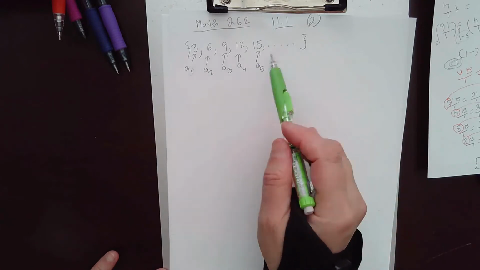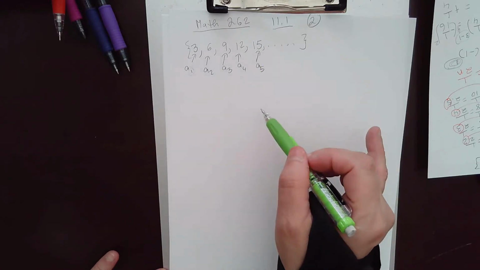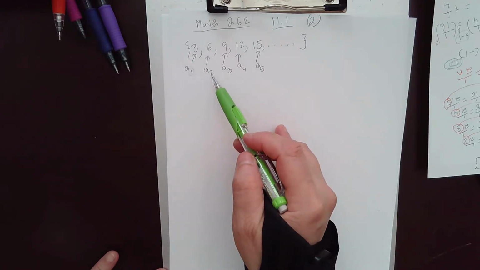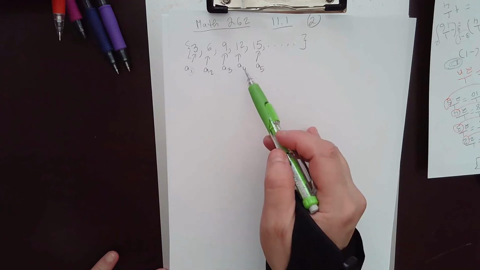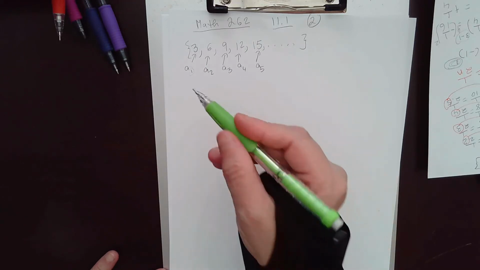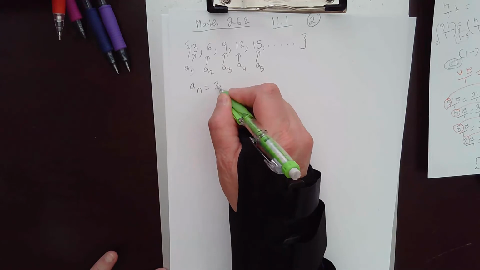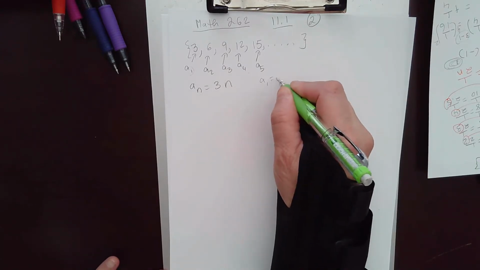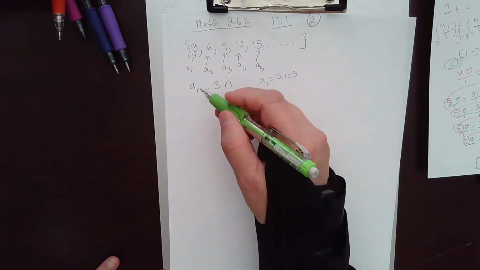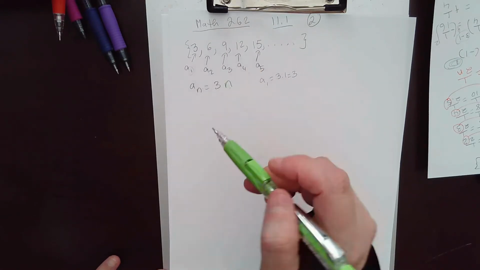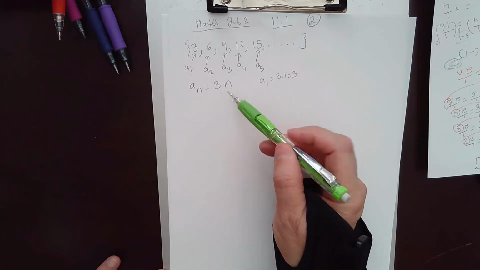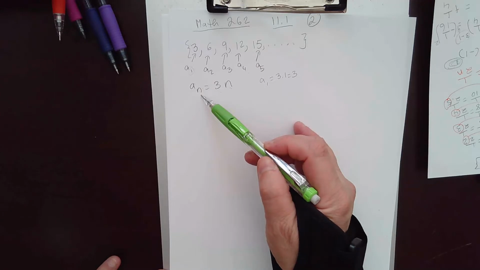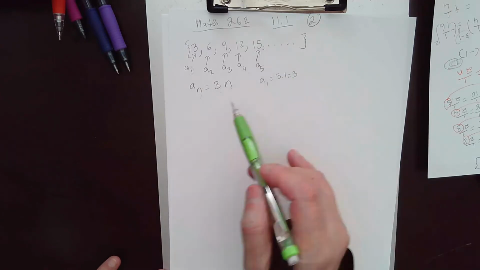The common factor is 3 in everything here. So this is 3 times 1, 3 times 2, 3 times 3, 3 times 4, 3 times 5. Wouldn't that make it a_n = 3n? Check it. A1 is 3 times 1, which is 3. A2, 3 times 2, which is 6. A3, 3 times 3, which is 9. A4, 3 times 4, 12. A5, 3 times 5, 15. This is the right nth term.